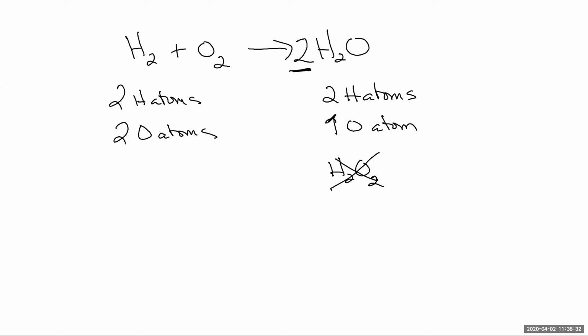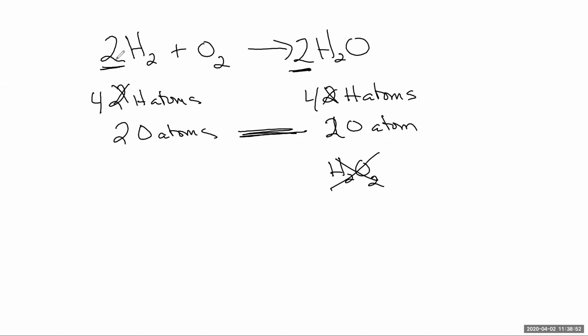Now that's going to give me 2 oxygen atoms, but it's also going to mean that I now have 4 hydrogens. My oxygens are now balanced, but now my hydrogens have a problem. In order to get my hydrogens balanced, I'm going to need to up this to be 4 as well. And to get 4, I also need to add a coefficient of 2 in front of the hydrogen.